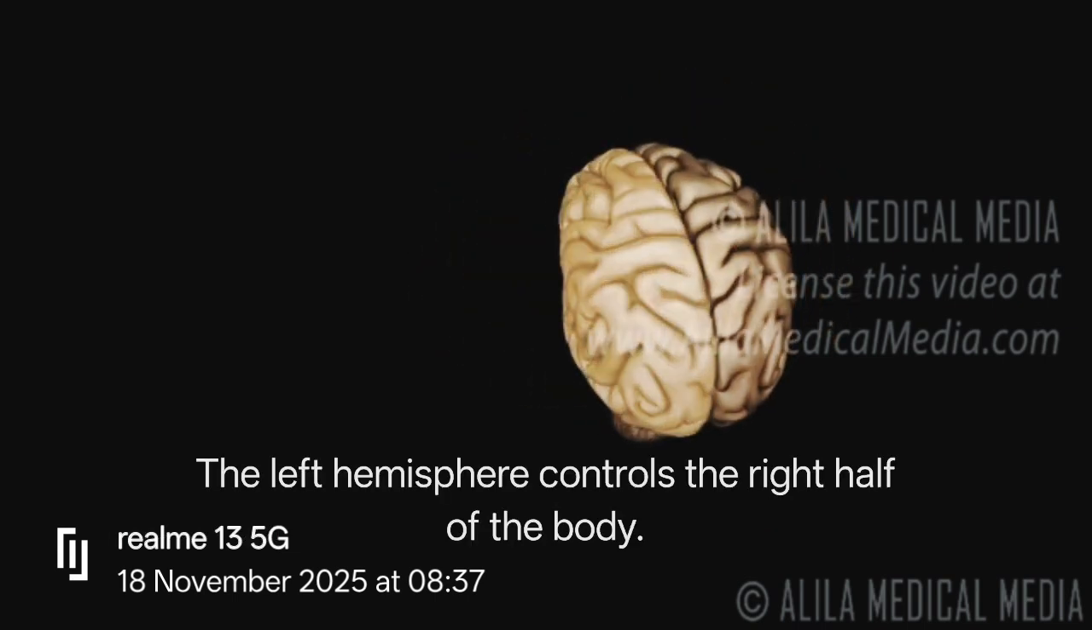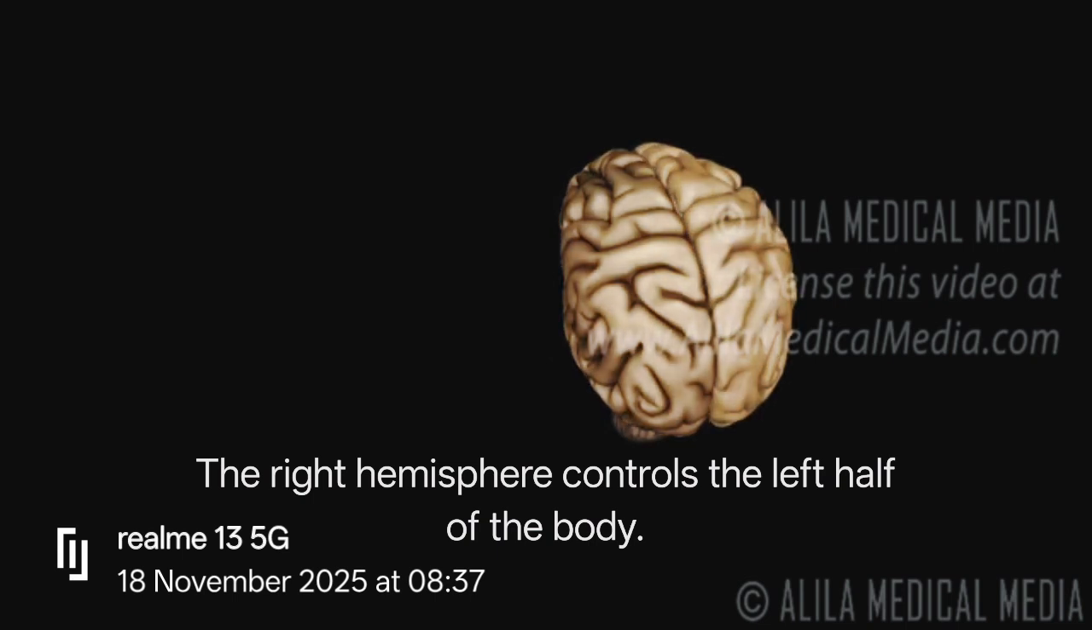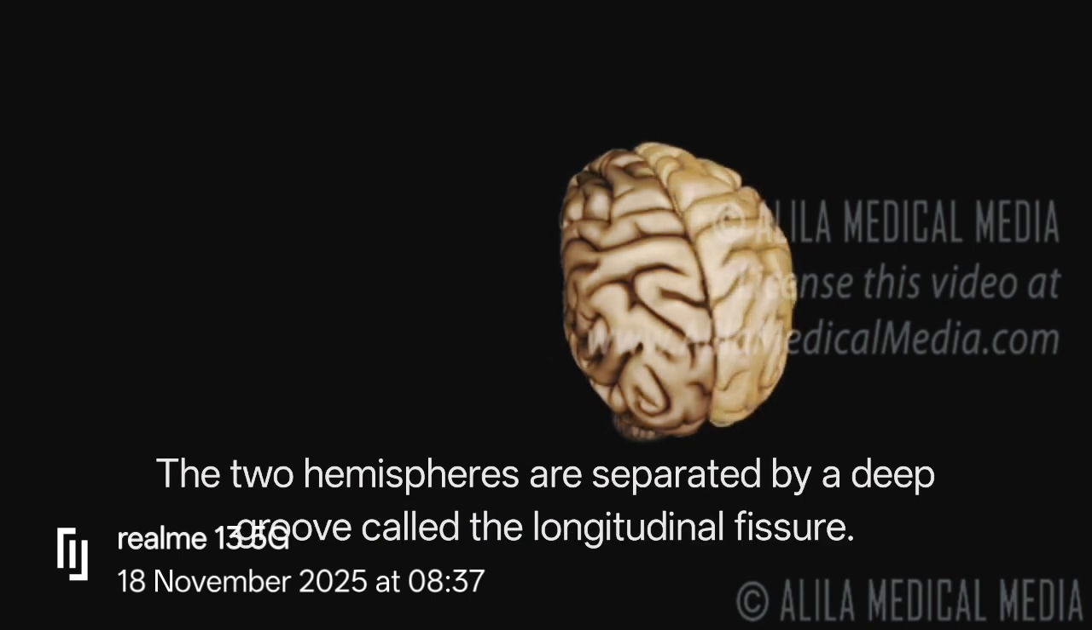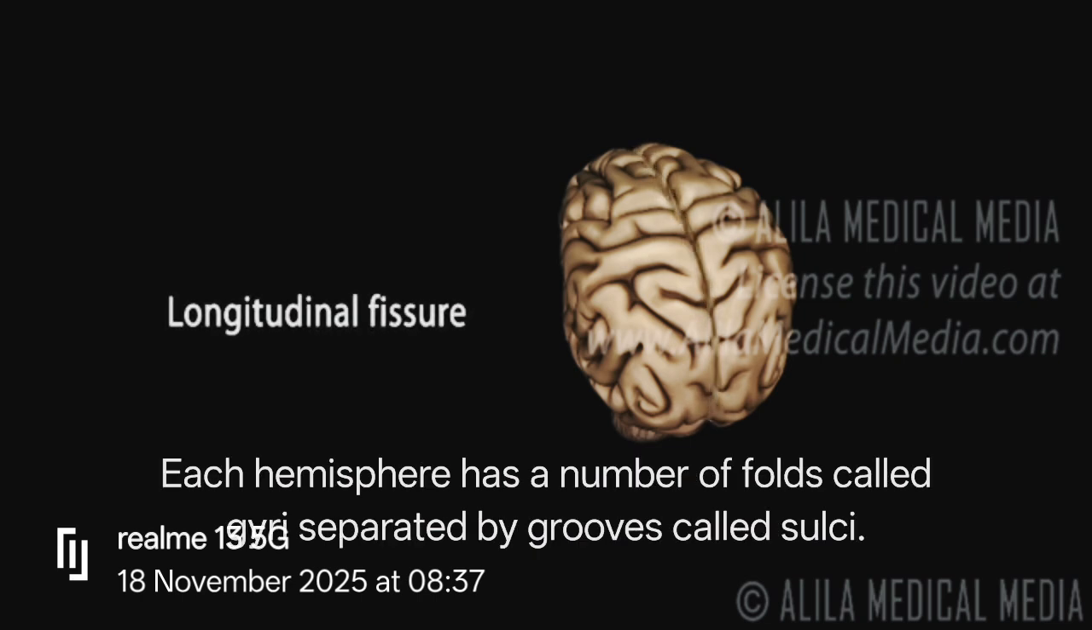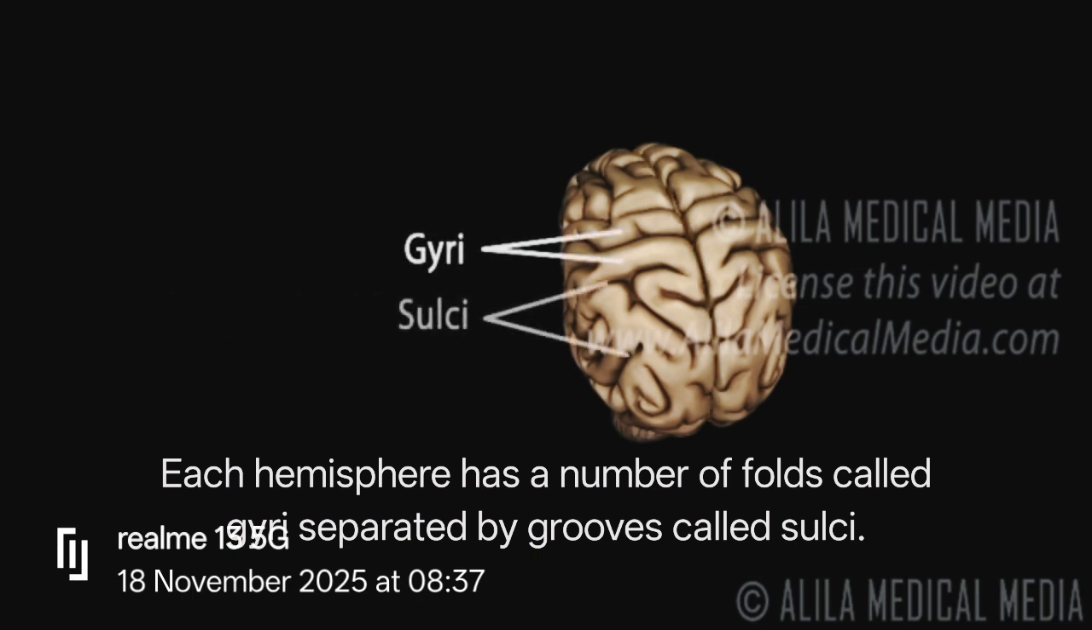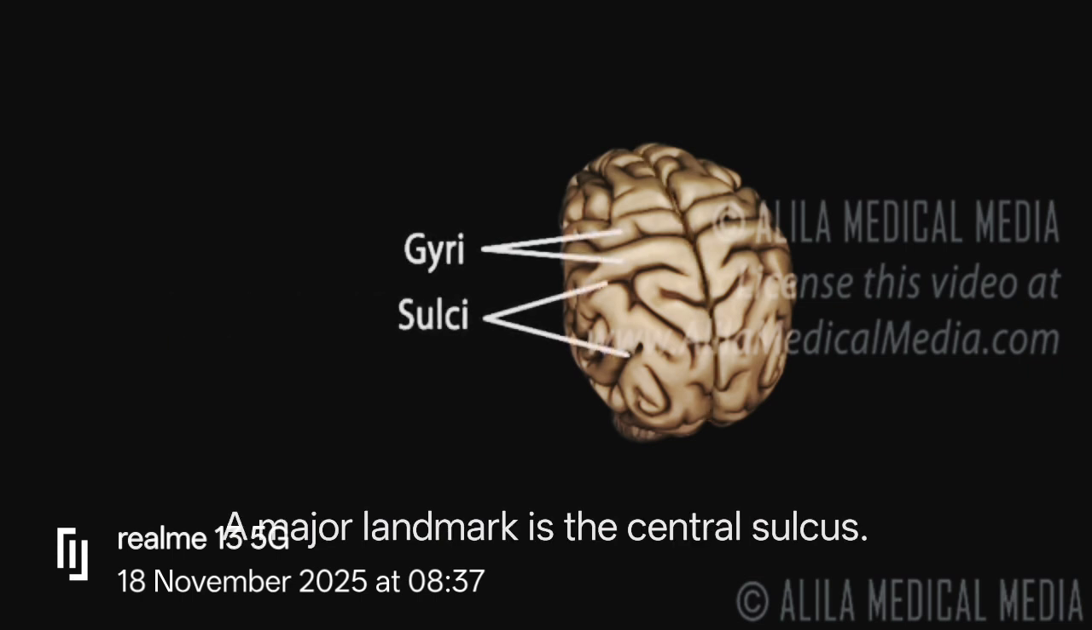The cerebrum consists of two cerebral hemispheres. The left hemisphere controls the right half of the body. The right hemisphere controls the left half of the body. The two hemispheres are separated by a deep groove called the longitudinal fissure. Each hemisphere has a number of folds called gyri, separated by grooves called sulci.